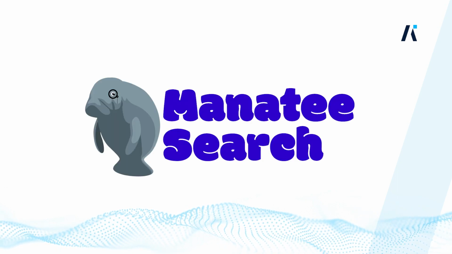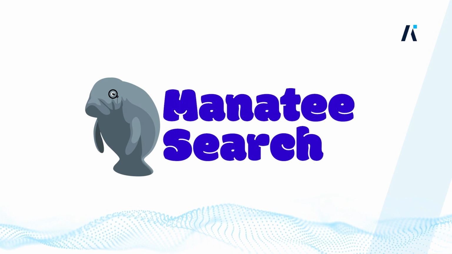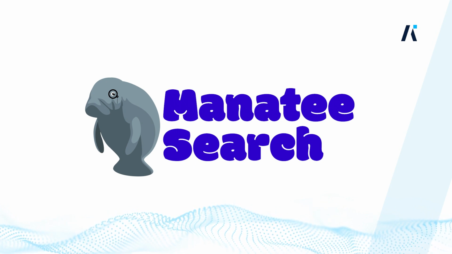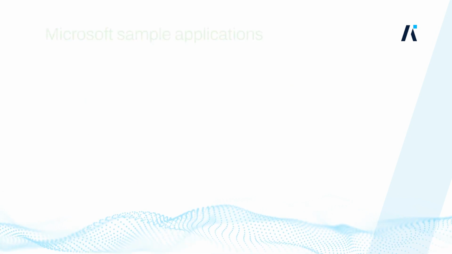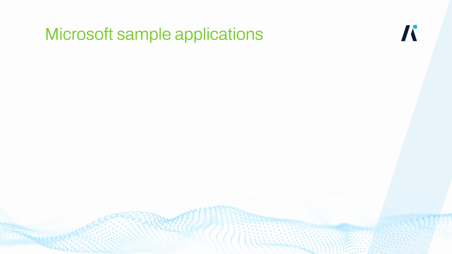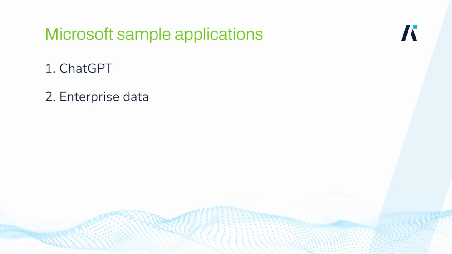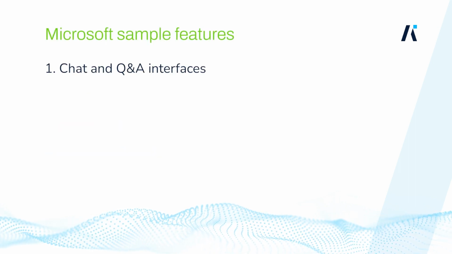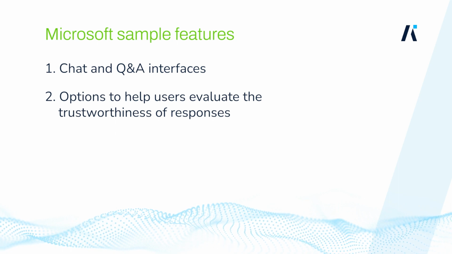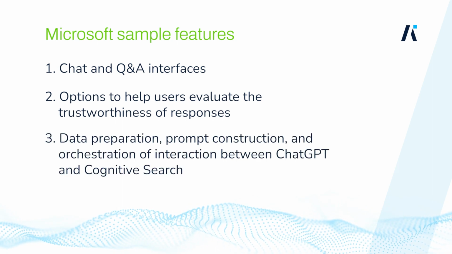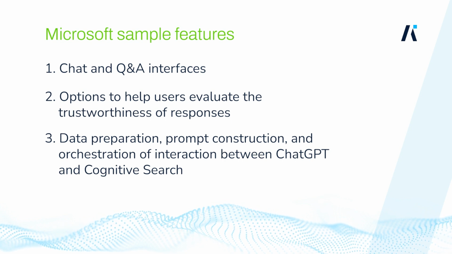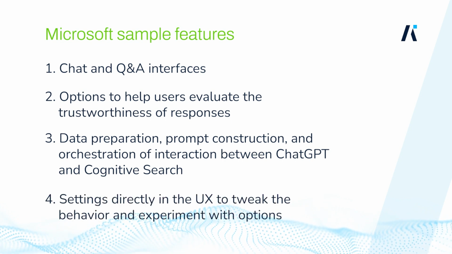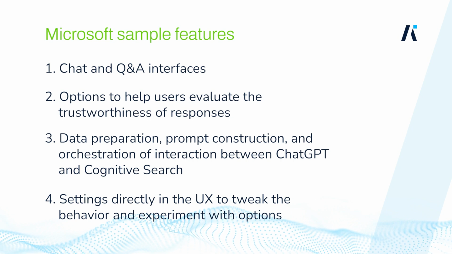We'll be using a fictitious company called Manatee Search as our example, exploring a ChatGPT-like experience where employees can ask questions about recent conversations, internal policies, and job descriptions. Let's start by discussing the complexities of Microsoft's reference architecture. Microsoft's sample application provides a powerful integration of ChatGPT, enterprise data, Azure OpenAI, and cognitive search. The features include chat and QA interfaces, options to help users evaluate the trustworthiness of responses, data preparation, prompt construction, and orchestration of interaction between ChatGPT and cognitive search. Settings directly in the UX to tweak behavior and experiment with options.